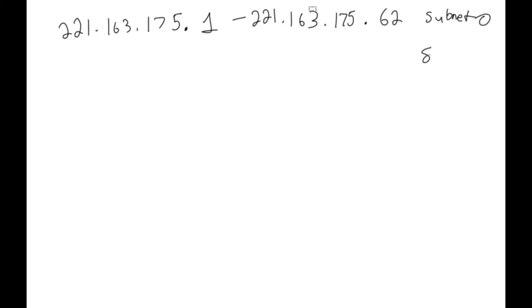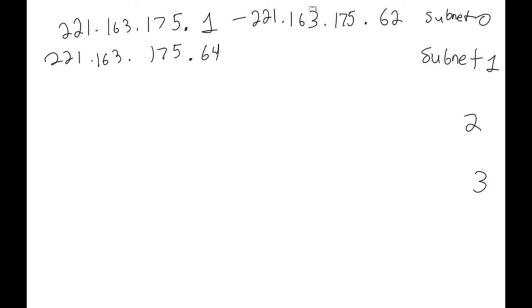And then for subnets 1, 2, and 3. This would be 221.163.175.64 through 221.163.175.126. Why is it not 63 and 127? Same reason. You can't have a subnet ID as a host, and you can't have a broadcasting address either.